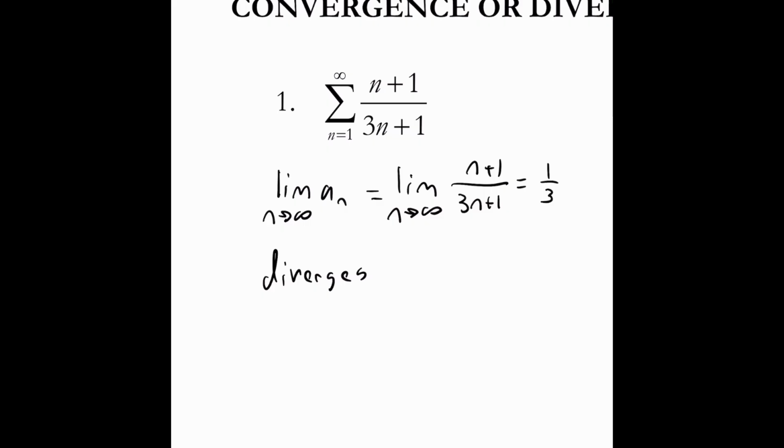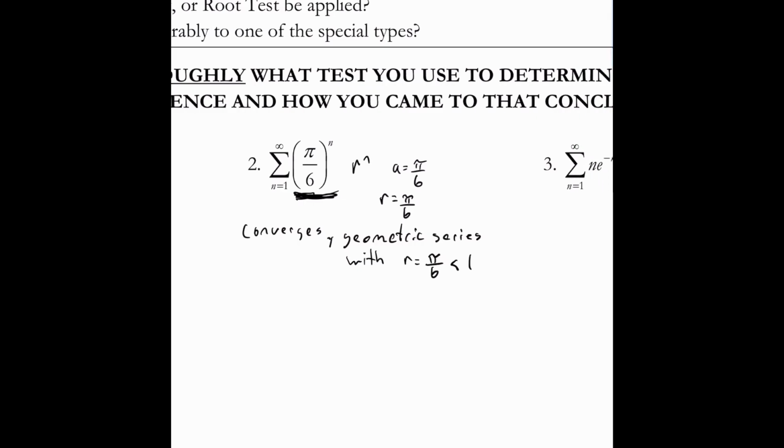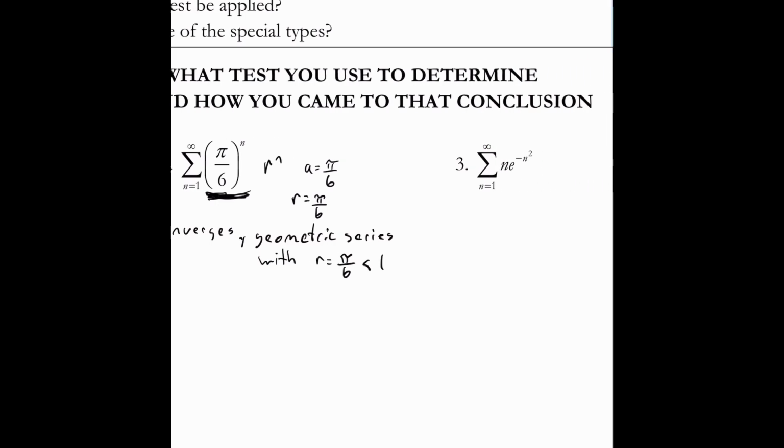And just to be horribly clear, let me also emphasize the first one diverges since the limit as n goes to infinity of a_n does not equal 0. Okay, so that's why we know it diverges. This one, we know it converges because it's a geometric series with a ratio less than 1 in size.